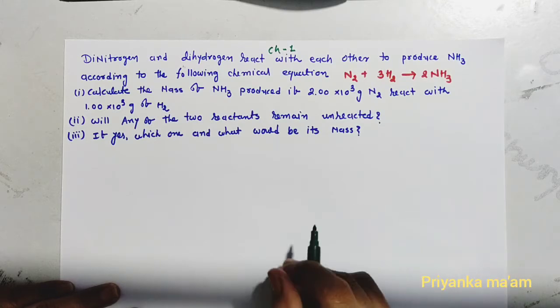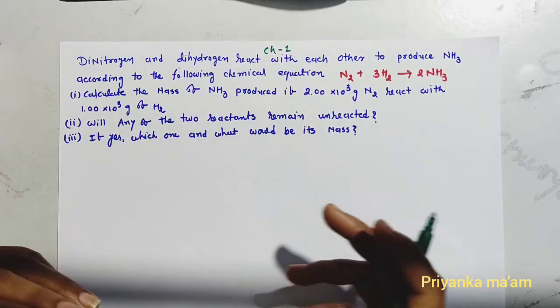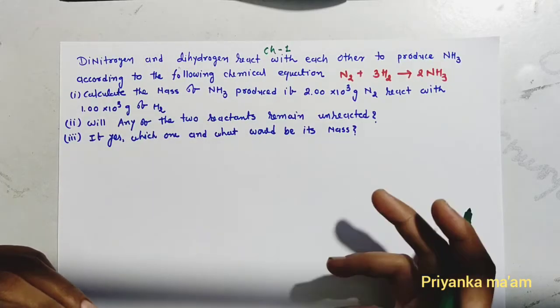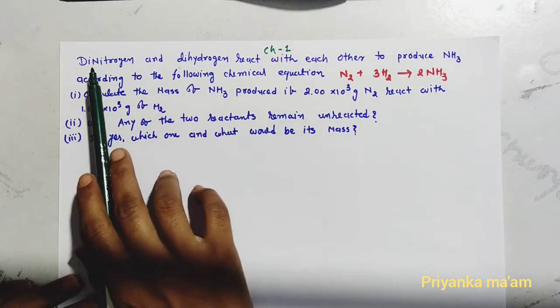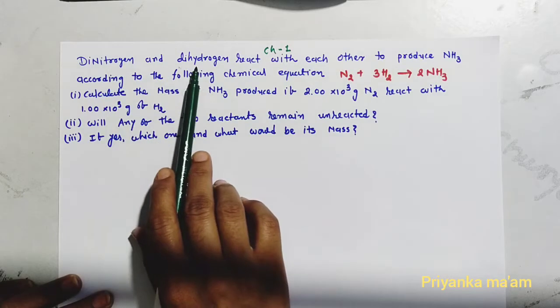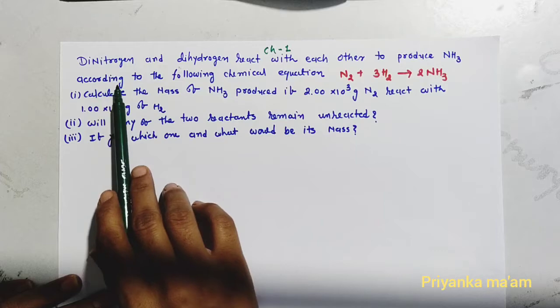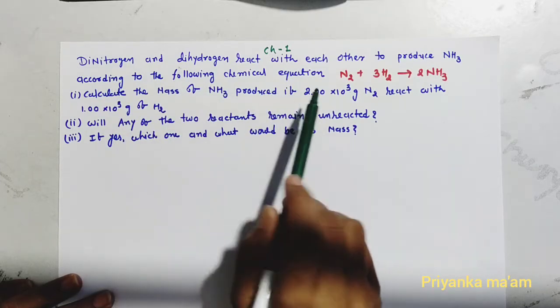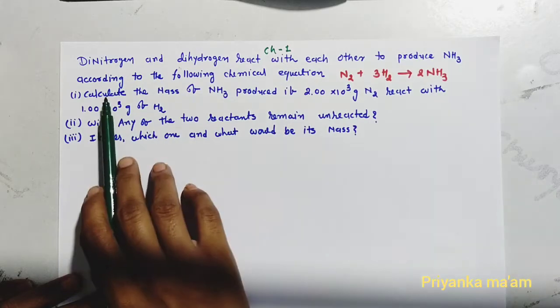मतलब ऐसा वाला reagent कि जो completely consume हो जाएगा due to its reaction. Completely consume हो जाएगा which is in least amount. It is called a limiting reagent. So, numerical: dinitrogen and dihydrogen react with each other to produce NH3 according to the following chemical reaction. N2 plus 3H2 gives 2 mole ammonia.